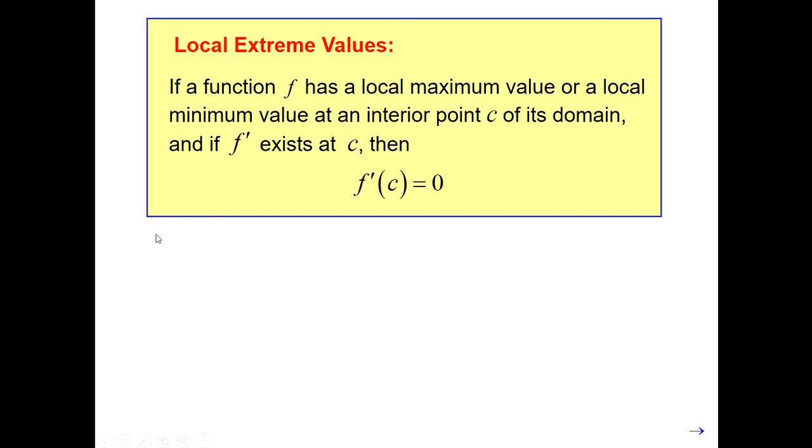So local extreme values: a function has a local extreme value at interior points c of its domain, and if the derivative exists at c, then it's telling you that the derivative there has to be equal to 0. So basically this long explanation is telling you that anywhere the derivative is 0, you have a local extreme value, a local maximum or a local minimum. Okay?